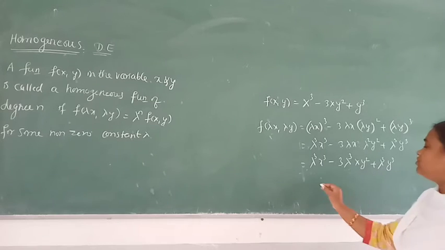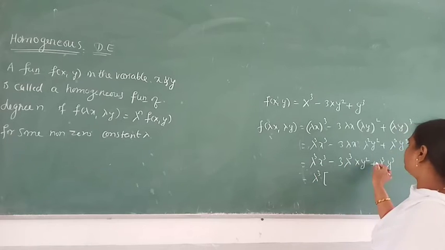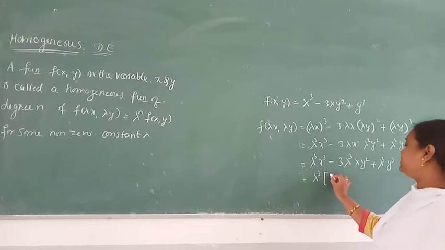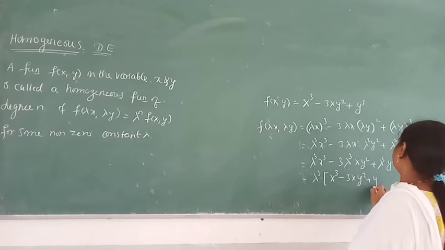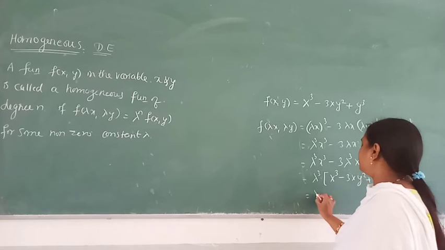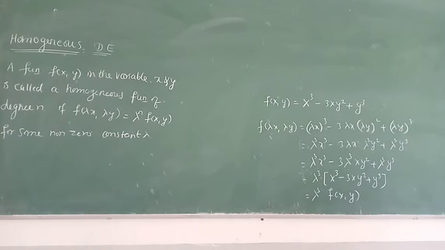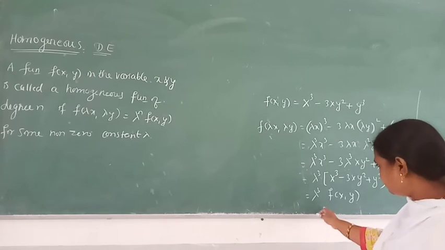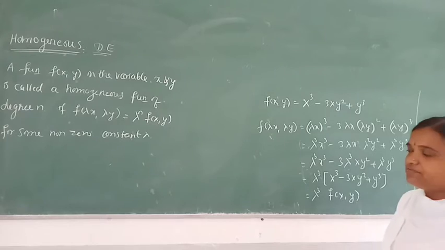We will get it in the form of lambda cube, and here lambda cube is common. Take it outside. We will get x cube minus 3xy square plus y cube. And this is lambda cube f of xy. F of lambda x, lambda y can be written as lambda cube f of xy. Okay, see, such type of function we call a homogeneous function.